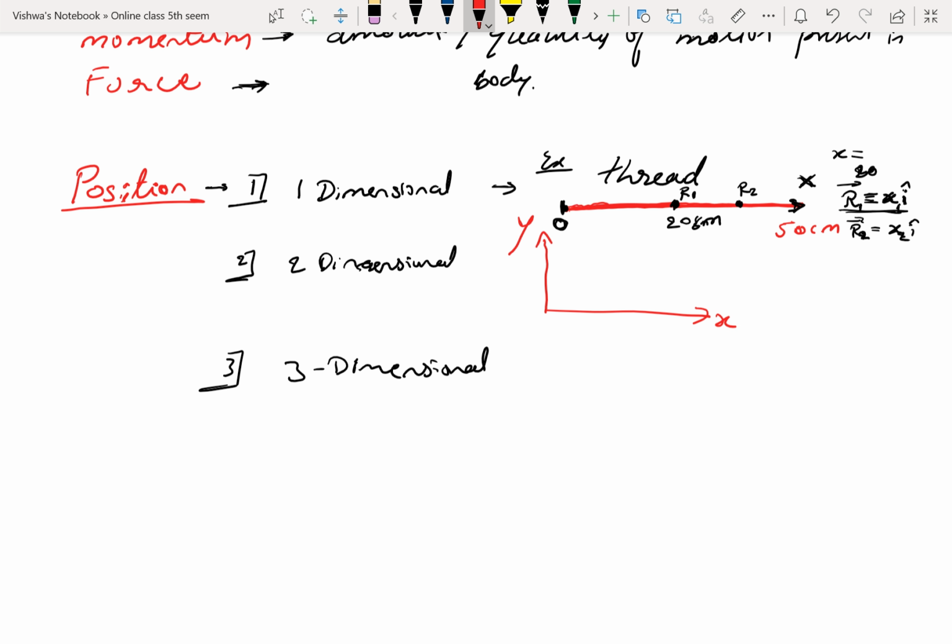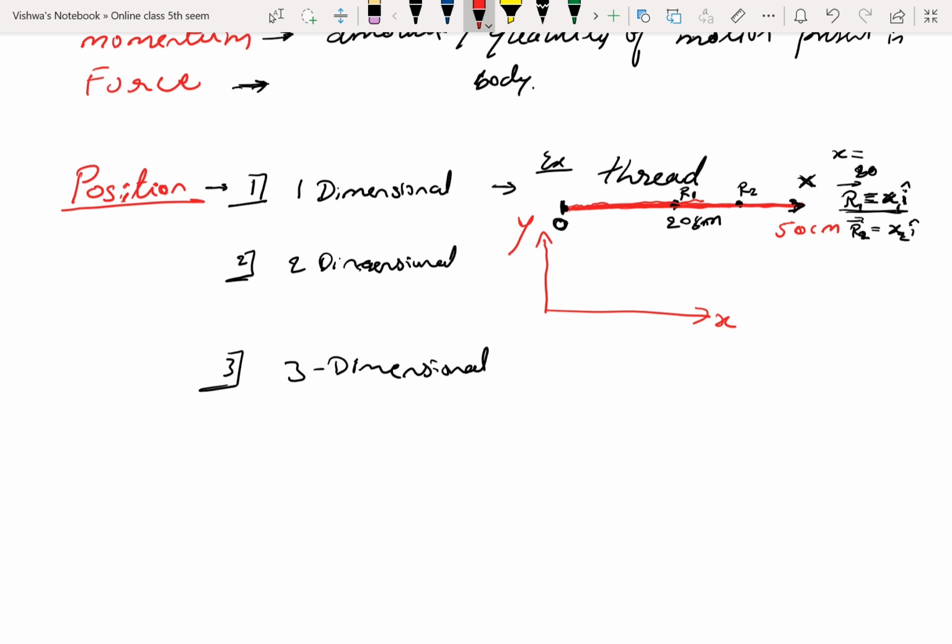One easy example for one-dimensional motion means I am moving along the thread. Moving along the thread, so that is the motion, one-dimensional motion. That's the same, and now I am going to place it on a paper.